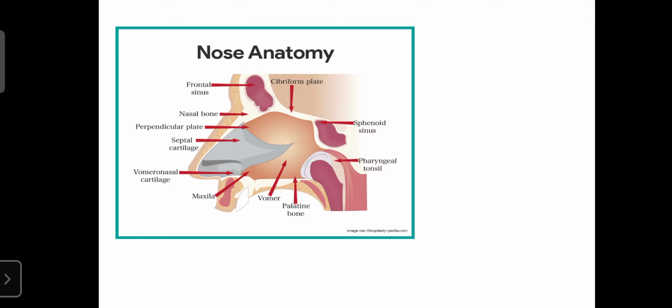Once again, the nose is divided into two parts: the external nose as well as the internal nose. The upper part, located on the face, that is the external nose. Just below, inside the skull, is known as the internal nose. So the nose is mainly divided into two parts, external nose and internal nose.